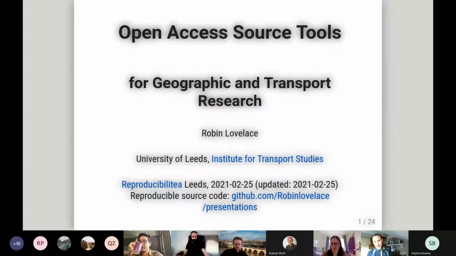Access and open source tools for geographic and transport research. And I think there's an interesting Venn diagram between geographic tools and transport tools. I've often been surprised at how small the intersection is between geographic research and transport research, not least because transport research is literally the study of moving from one place on the planet to another. So it's kind of inherently a geographic enterprise.